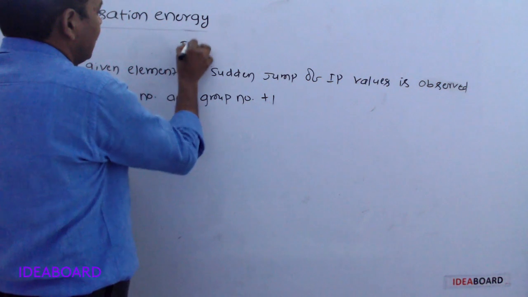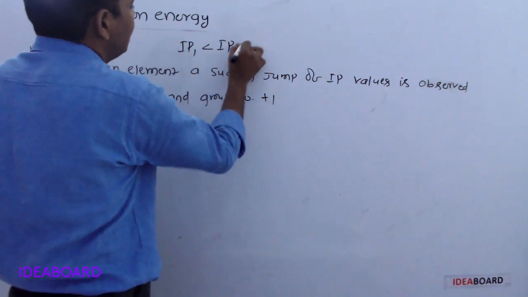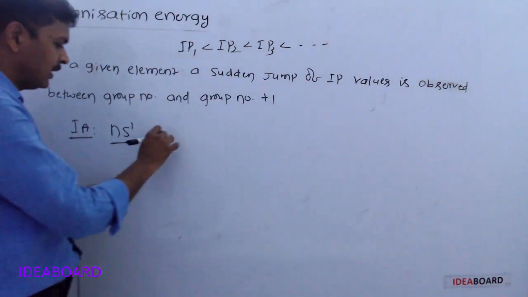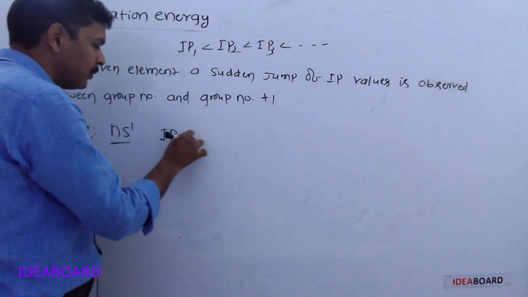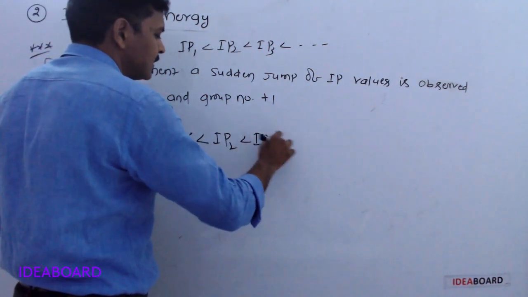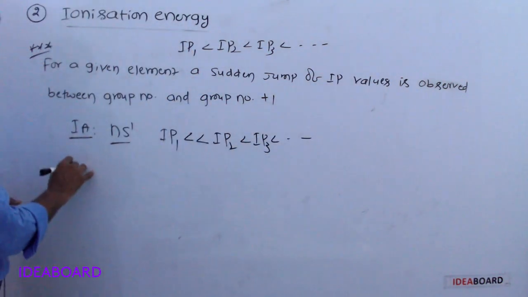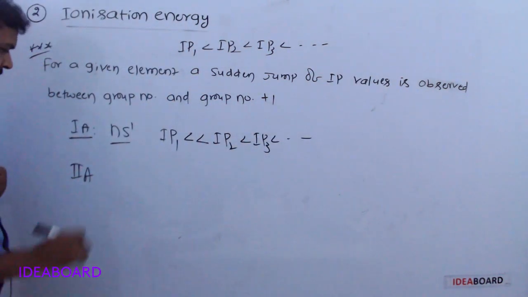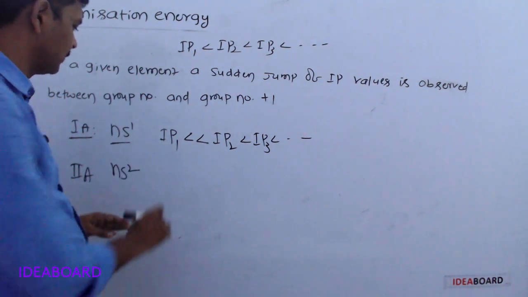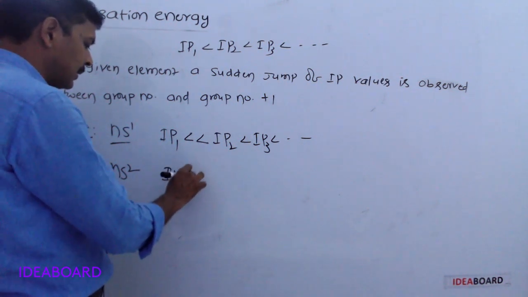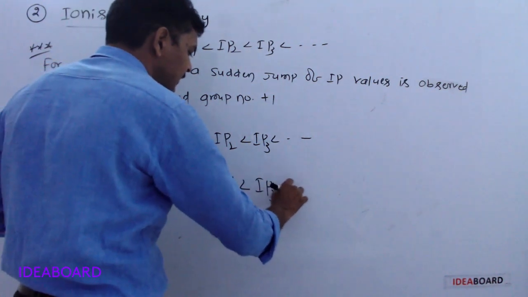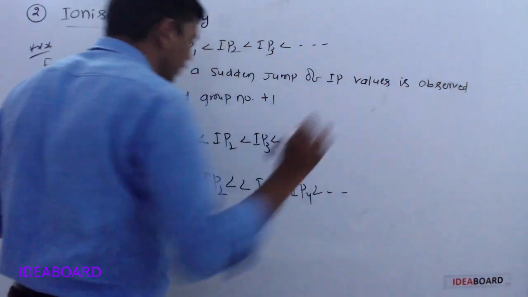Already we know that IP1 is less than IP2, which is less than IP3, and so on. For first A group elements, IP1 is much less than IP2, which is less than IP3, and so on. For second A group elements, the general valence orbital electronic configuration is ns2. So for second A group elements, IP1 is less than IP2, IP2 is much less than IP3, which is less than IP4, and so on.